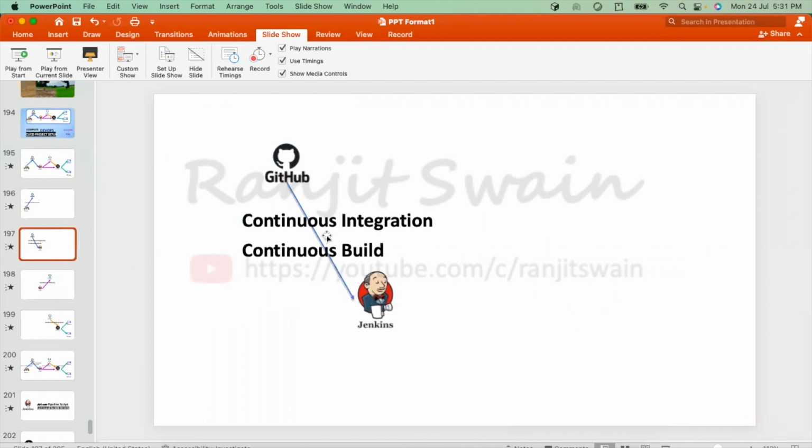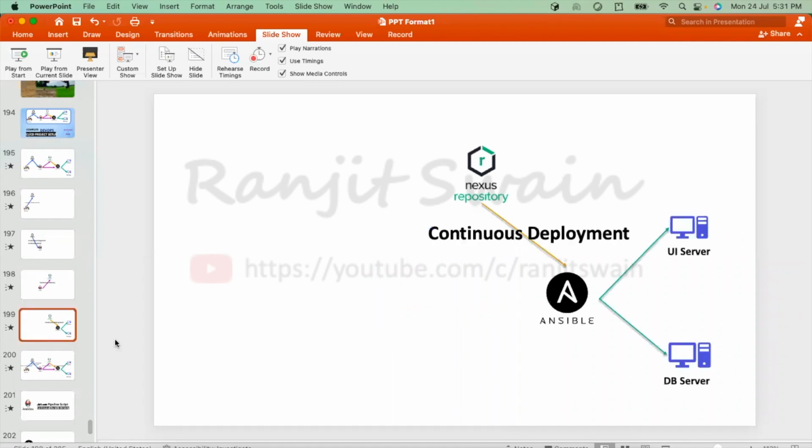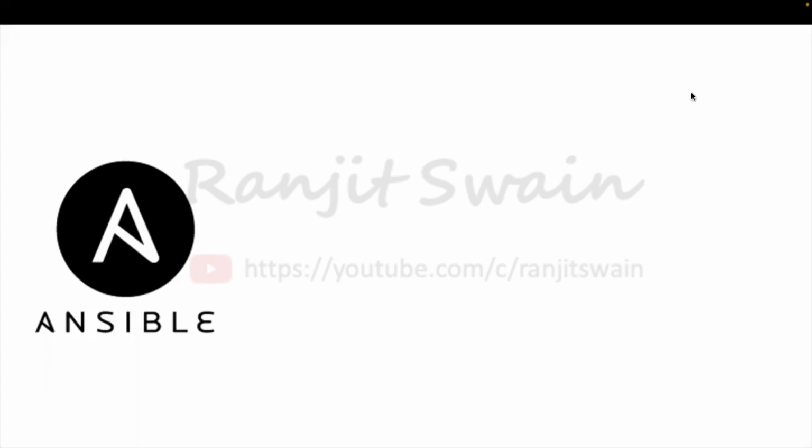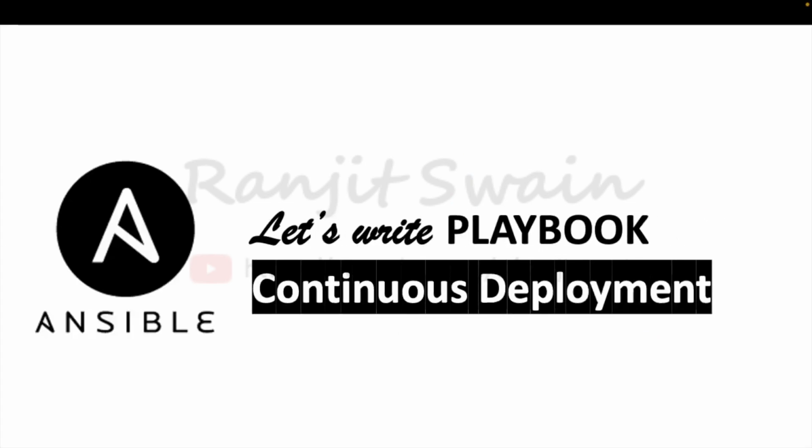Now what we saw is that continuous build and continuous delivery are done, and we have delivered it to the Nexus repository. Now we have to write the playbook to download the artifact, which is now uploaded into the Nexus repository, and then deploy it to the respective server. So let's go ahead and write the playbook for the continuous deployment.